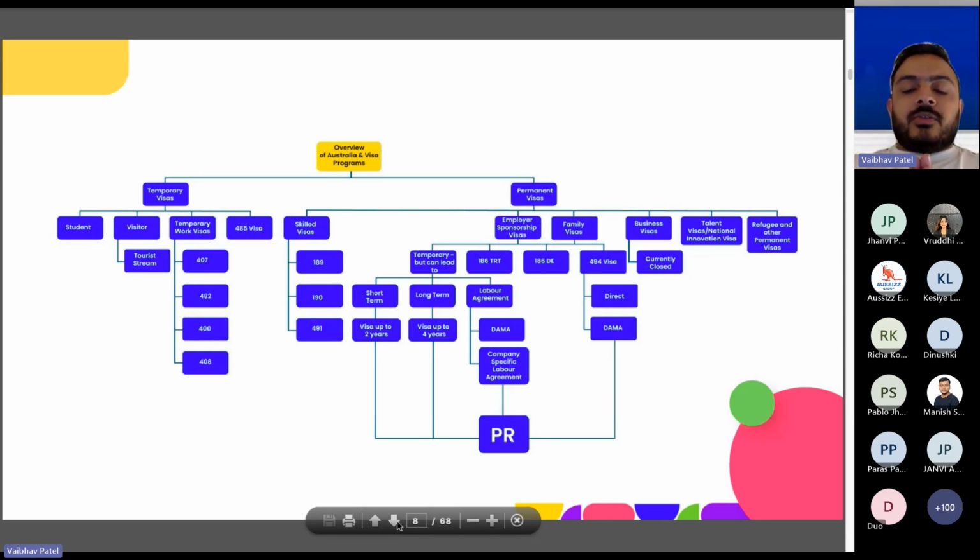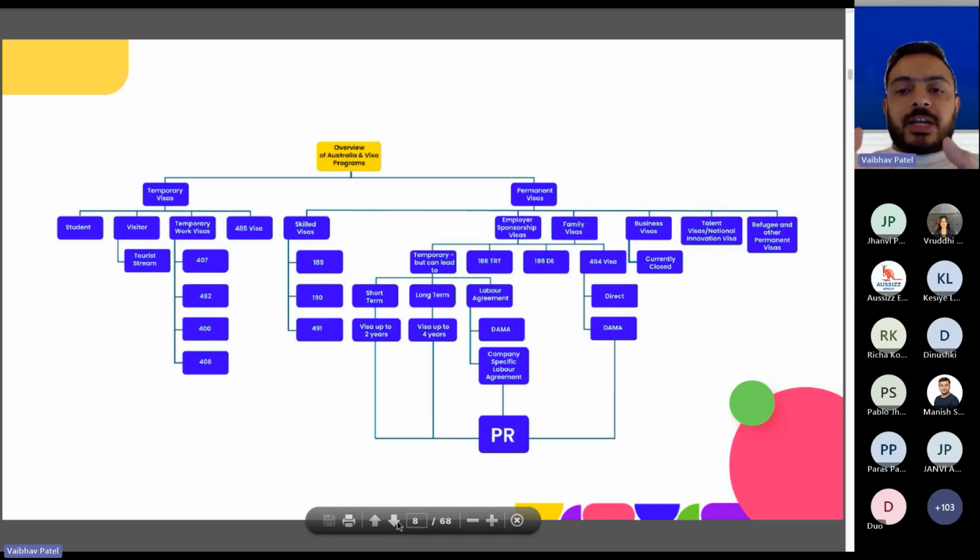The next visa subclass in employer sponsorship is 186. As I mentioned, 186 has two streams. Number one is the 186 TRT stream. It's a pathway through the 482 visa. So you have to work 2 to 3 years while holding a 482 visa with your employer, and then your employer can sponsor you for the 186 TRT stream, as explained before.